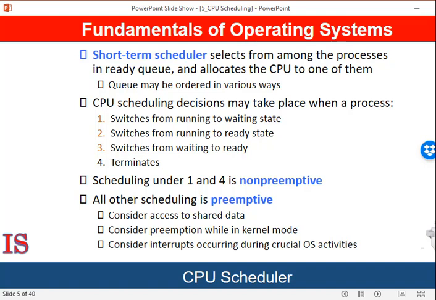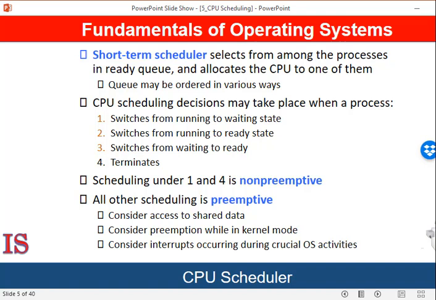CPU scheduling decisions may take place under the following circumstances. As you can see from this bulleted list, the first one is when a process switches from the running state to the waiting state. Examples of this could be the result of an input-output request or the invocation of a wait for the termination of a child process, something that we talked about in the last unit.